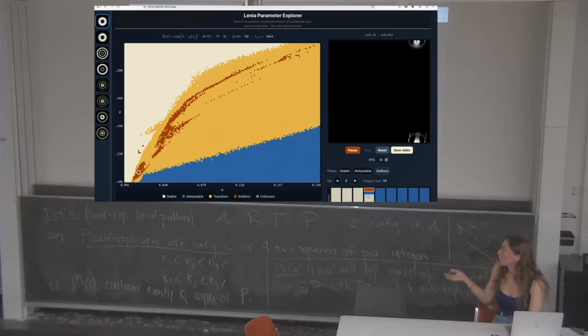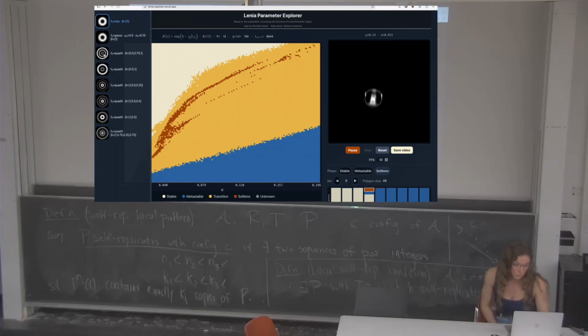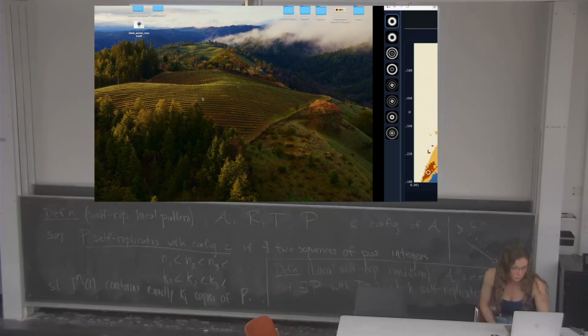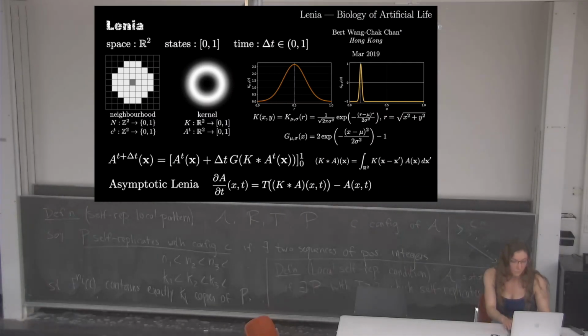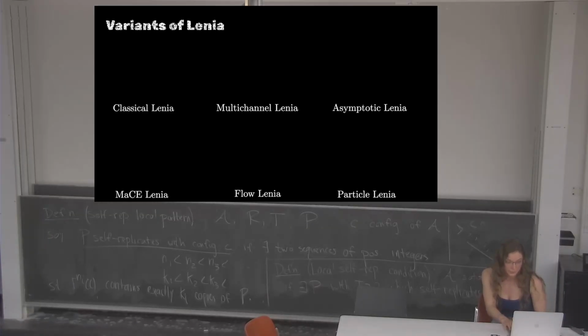So this already brings me to the first interesting open question, which is how can we define the boundaries of this region analytically now that we have this natural parameterization of the system? So you can really play with this Explorer too. It's just online. So that is about the classical Lenya.